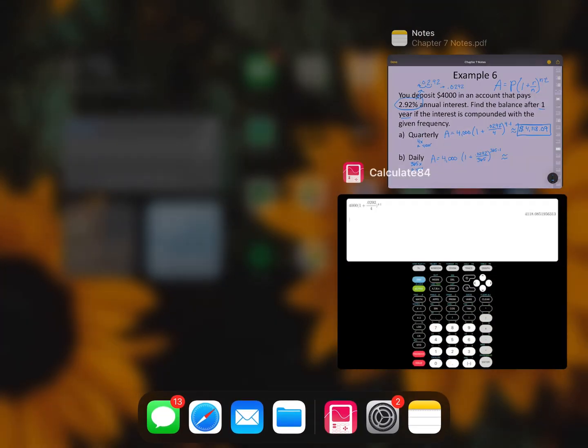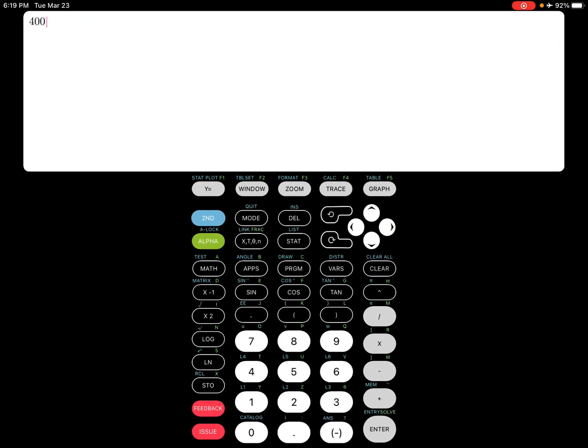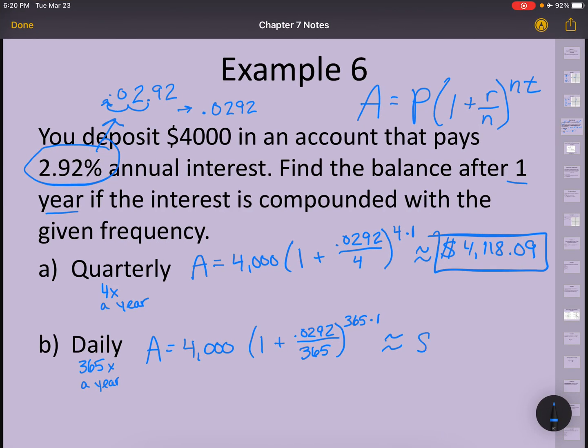So again, we're going to put this in there. So $4,000, and then 1 plus the fraction 0.0292 for the rate, all over 365 days. Close it up and raise it to 1 year. So again, we're going to round to the nearest cents, so 52 cents on this one. And make sure to label it dollars because what we're working with is money.